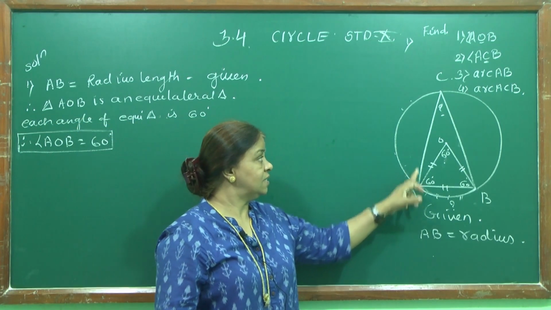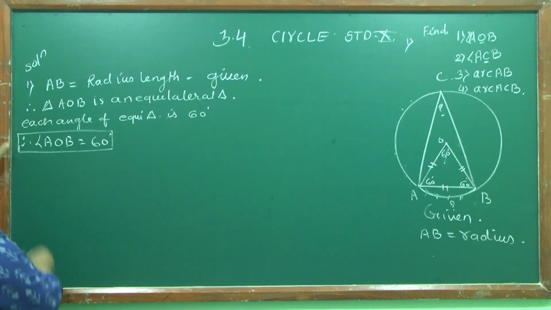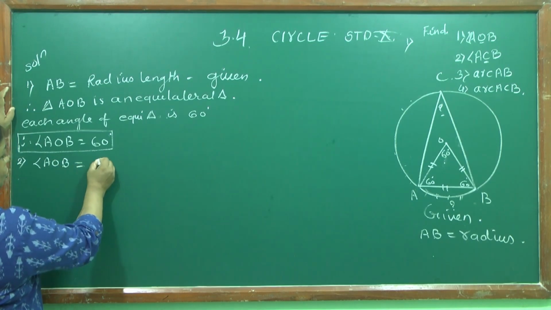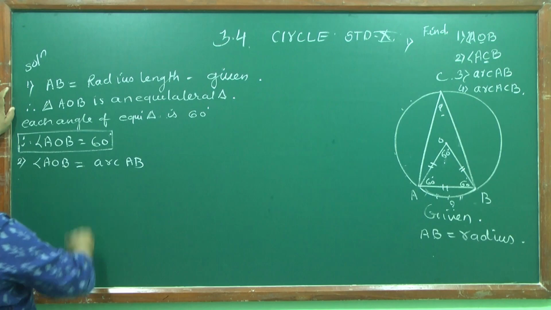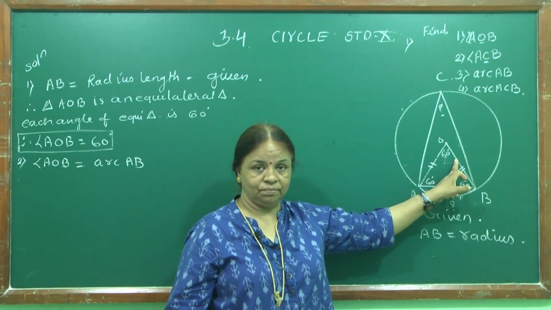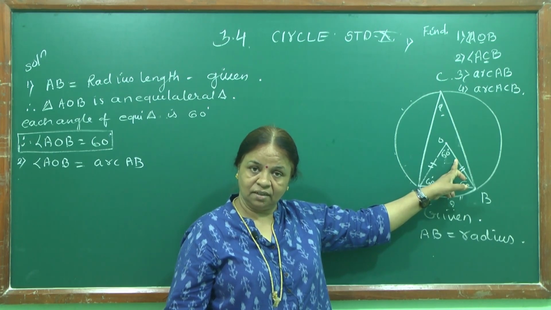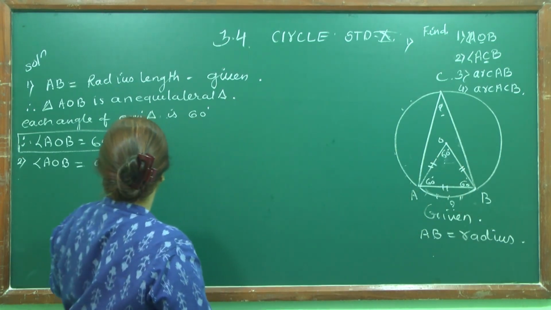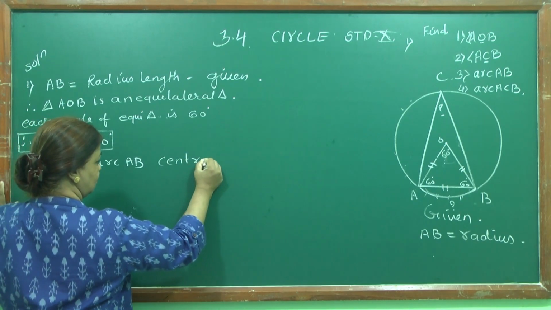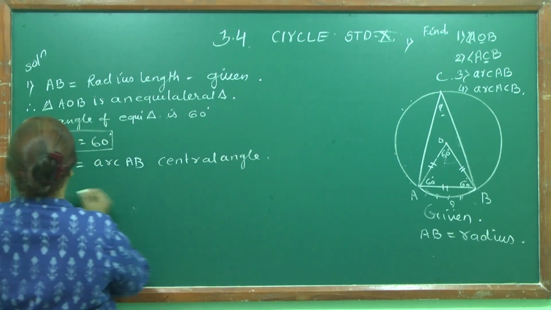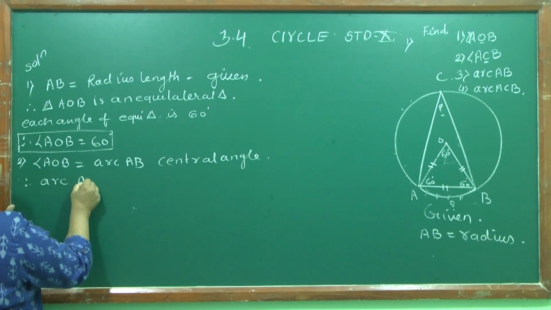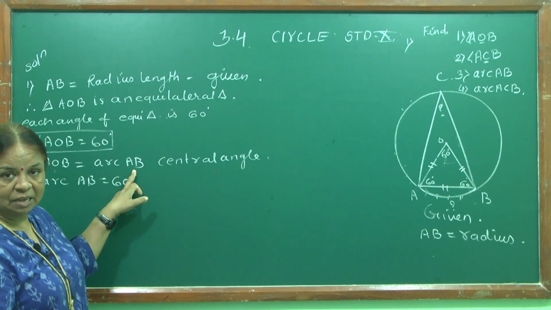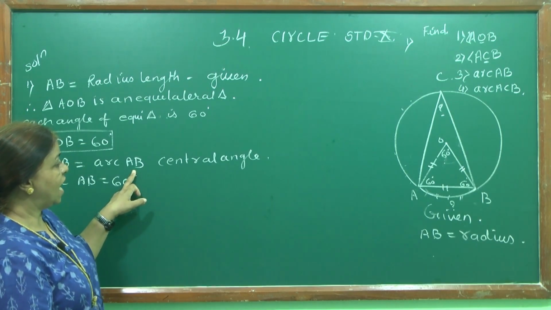Now, we need to find out arc AB. See, angle AOB is equal to arc AB. Now, you know, children, this angle is a central angle. The vertex of the angle lies on the center, and therefore this angle is equal to the arc AB. So we can write, arc AB is equal to 60 degree, because the measure of the central angle is equal to the arc it intercepts.